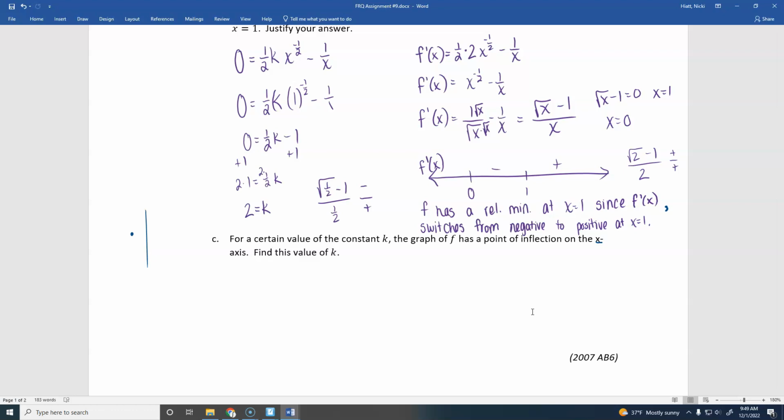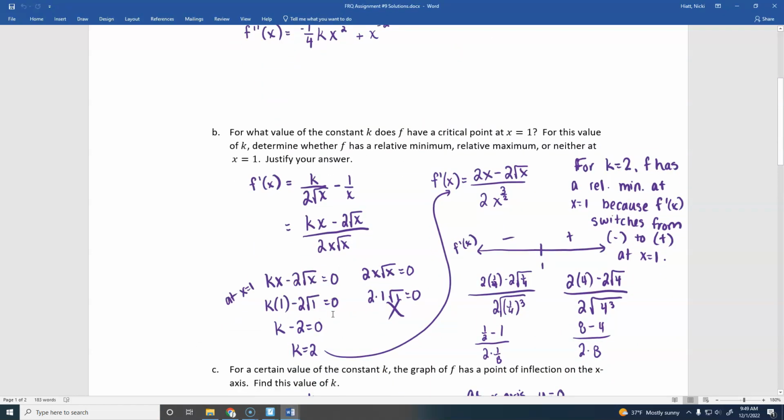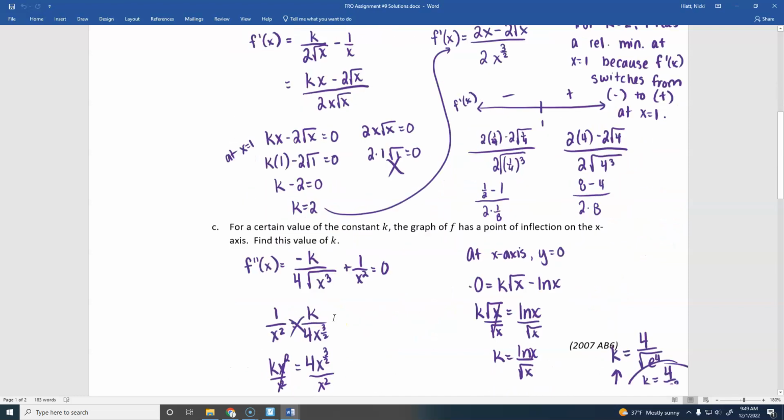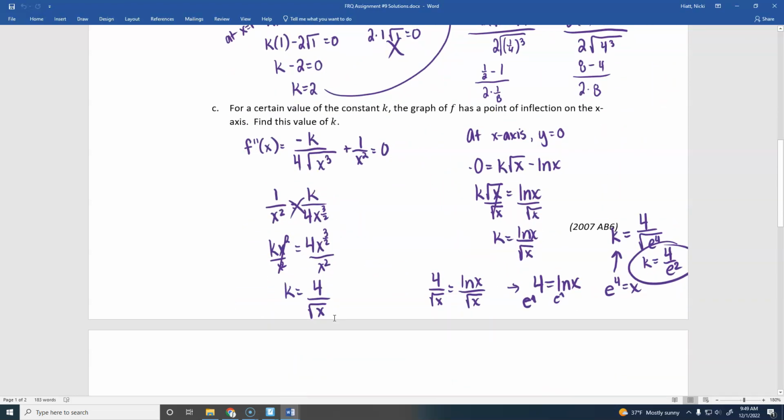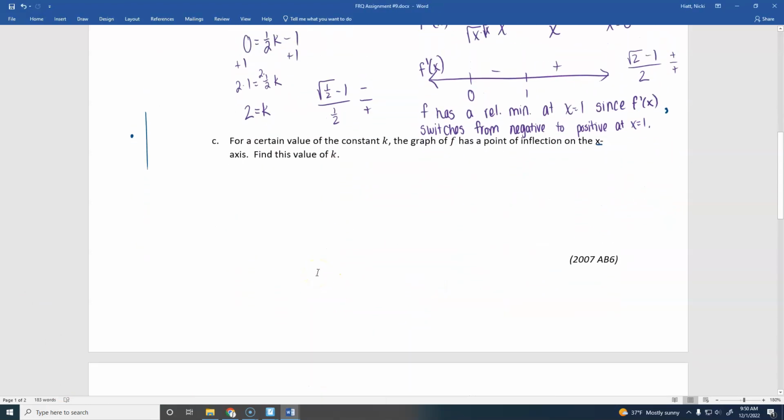All right, so for a certain value of the constant k, the graph of f has a point of inflection on the x-axis. Find this value of k. So there's several things we've got to think about here. Let me glance at my key just to make sure. Okay, yeah. All right. So this is a tricky problem.